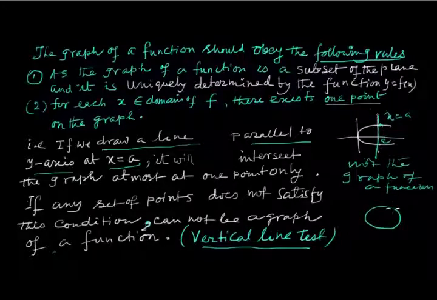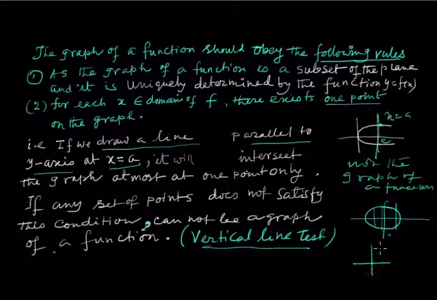Similarly, this one. Anywhere you draw a line, it cuts the graph at 2 distinct points, so it is not a graph of a function. Here, it cuts at so many points, so this is not a graph of a function. This test is called the vertical line test.